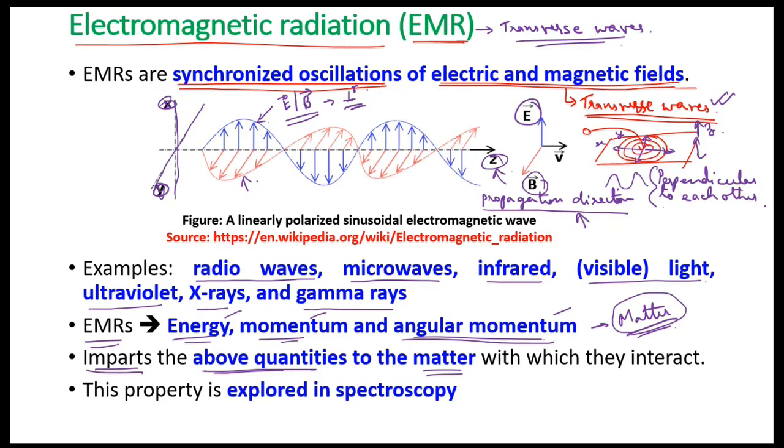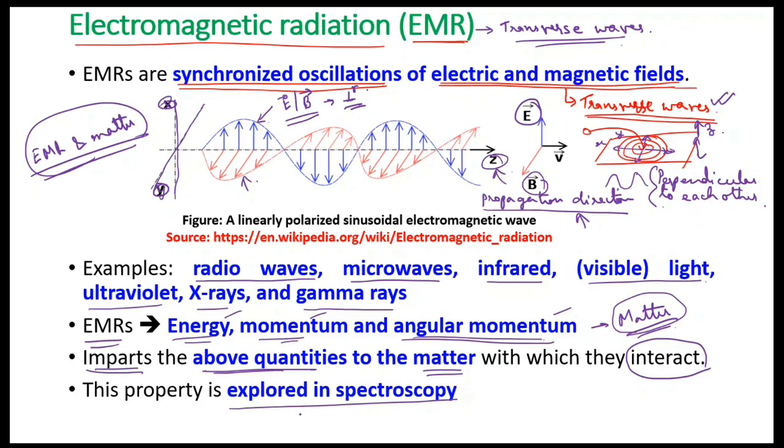And how does this interaction take place? Interaction means the interaction between the EMR and the matter. The analysis of this interaction is explored in spectroscopy. So what is spectroscopy? Spectroscopy is nothing but the analysis of the interaction of the electromagnetic radiations and the matter.